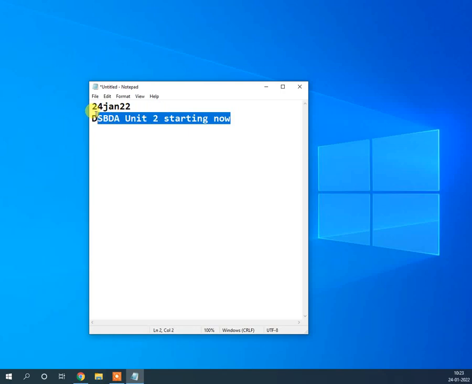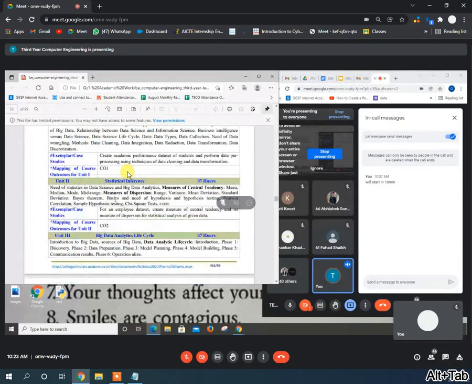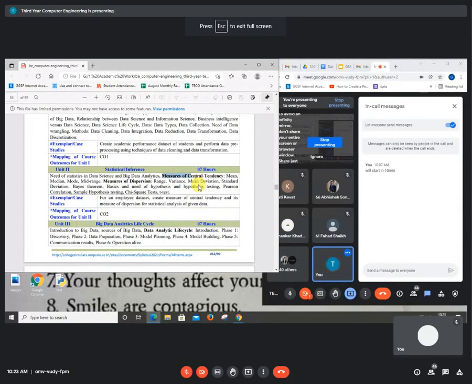Easily apply the statistics on your big data. That is the course outcome of the subject. The content of this unit is the need of statistics in data science and big data analytics, and measures of central tendency. The fundamental part we covered in unit one: what is mean, median, mode, mid-range.